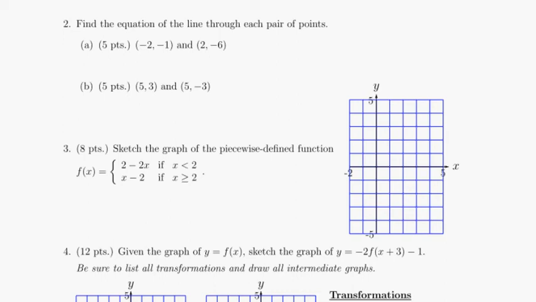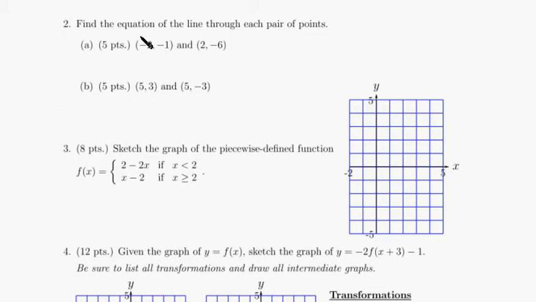Okay, let's look at exam 1A, problem number 2. So we want to find an equation of the line through these pairs of points. So let's do that. First we have to find the slope. Before we do that, I'm going to name these points.